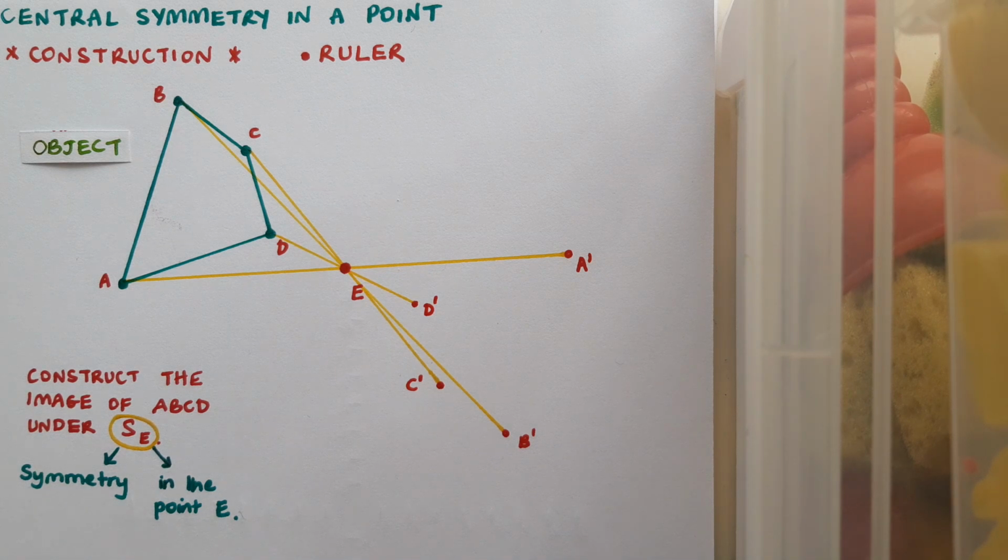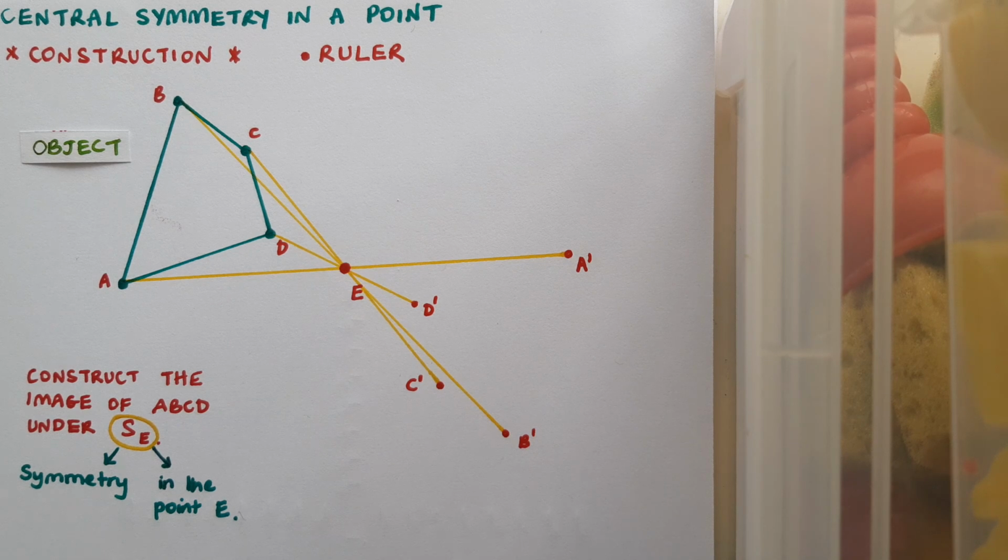My final job then to get the overall image of ABCD is to join up all those vertices. And I should see in my image that the shape, the quadrilateral that I started off with, has been flipped upside down and back to front.